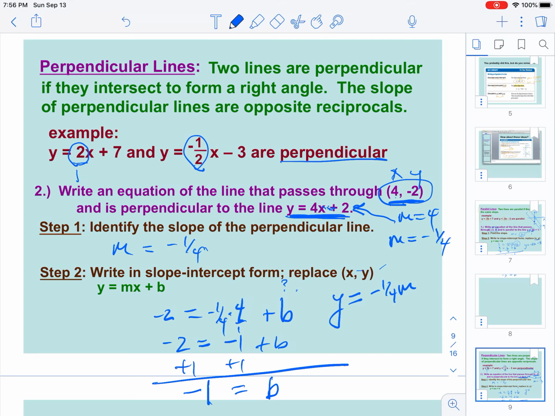-1/4, that's where I just replaced the m, x plus the value of b that I found down here, and it's easiest for us to just say -1. This is the equation of the line that is perpendicular to that line right there and goes through this point up here.